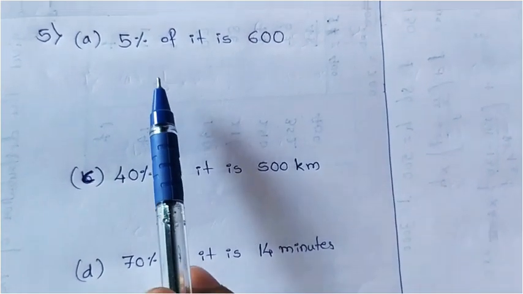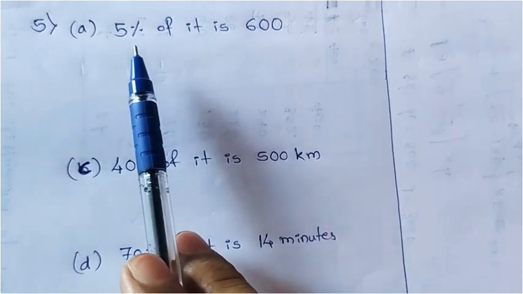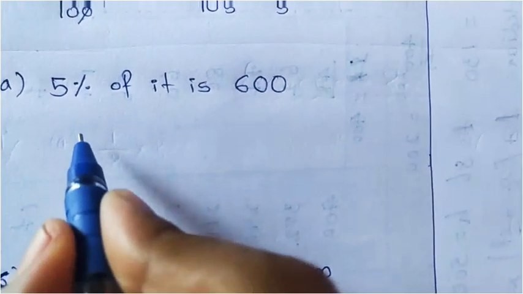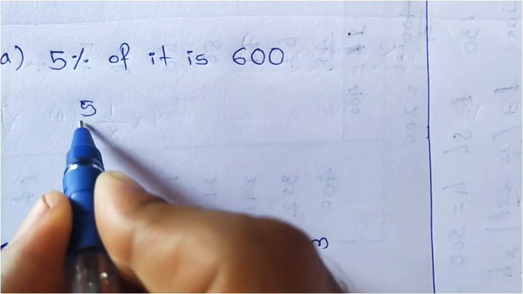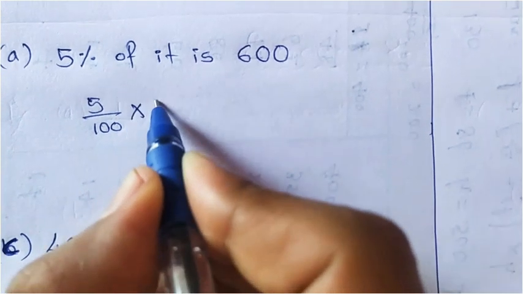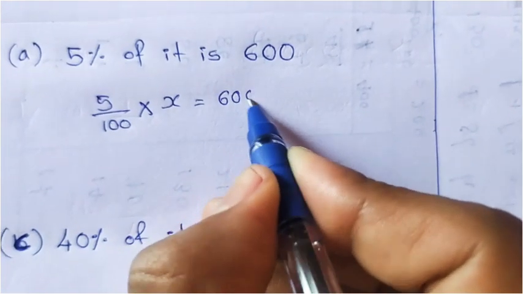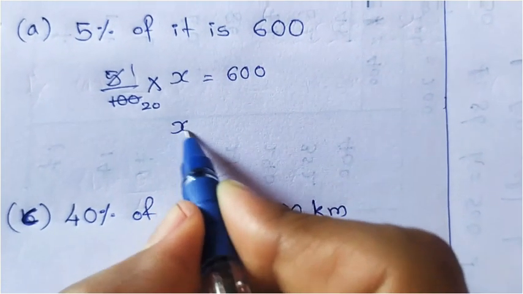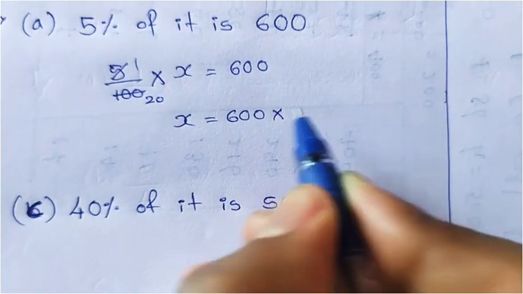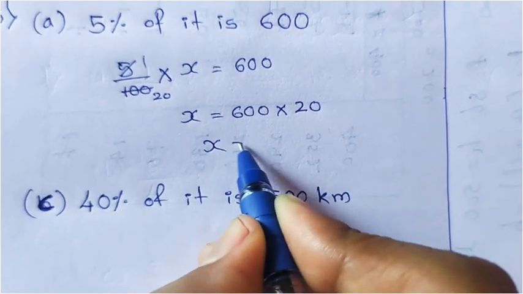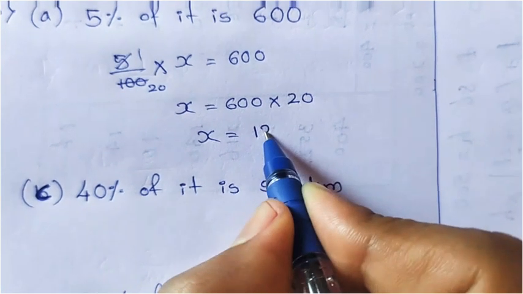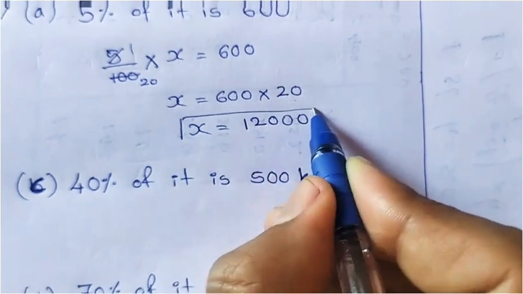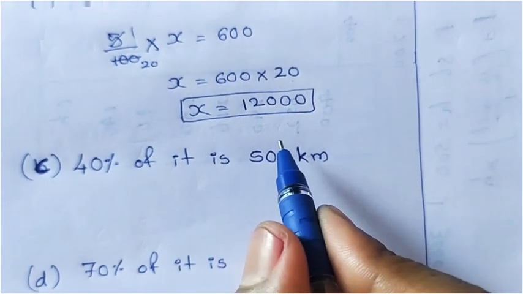Here we have to find the whole quantity when they gave 5% of it is 600. Let's take the whole quantity as x. So 5% of x means 5 by 100 of means into x equal to 600. So 5 20s are 100. If you take the 20 to the right side, it becomes multiplication, 600 into 20. We will get the whole quantity as 12,000. 600 into 20, it will be 12,000. So the whole quantity is 12,000.